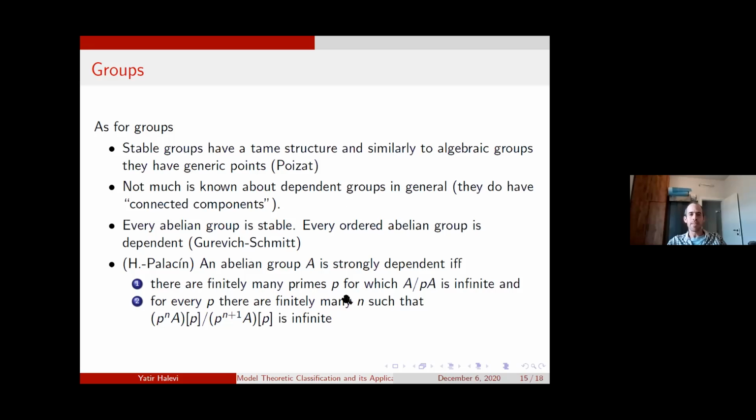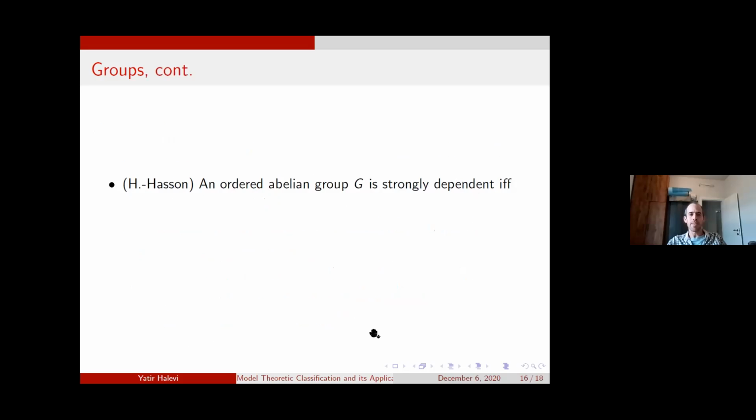Together with Asaf Hasson, we gave a parallel characterization for ordered abelian groups. We show that every strongly independent ordered abelian group has rank that is bounded. We show that actually the rank has to be finite, not only bounded, and that it has finite spines.